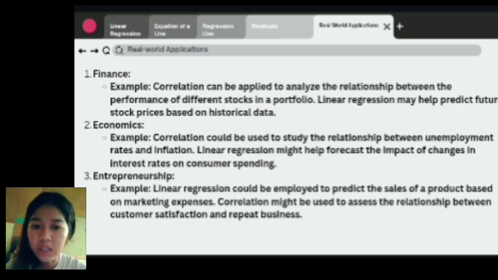Correlation can be applied to analyze the relationship between the performance of different stocks in a portfolio. Linear regression may help predict future stock prices based on historical data. So imagine you have a portfolio of stocks and you want to assess the correlation between two of them, stock A and stock B. If the correlation coefficient is plus 0.8, it indicates a strong positive correlation.